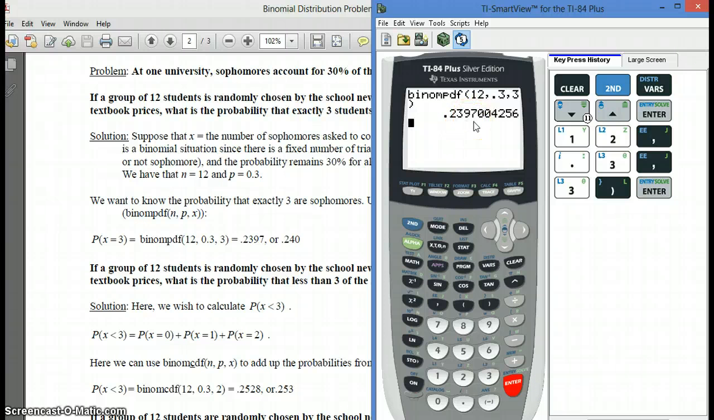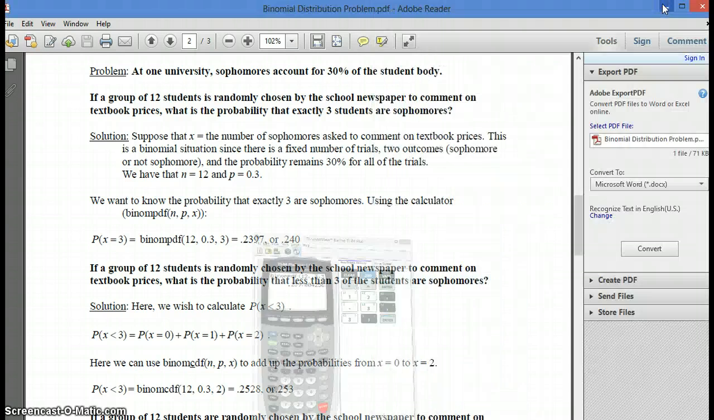In a lot of cases with binomial, they usually ask to the thousandths. They might ask to the 10,000ths, 4 decimal places, but usually with binomial it's 3 decimal places. So that's why I rounded to 0.240. So 9 would round up the 3 in that case, 0.240. So we use Binomial PDF n comma p comma x to calculate that probability.